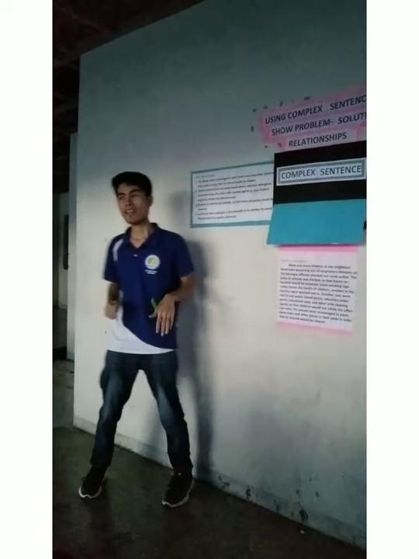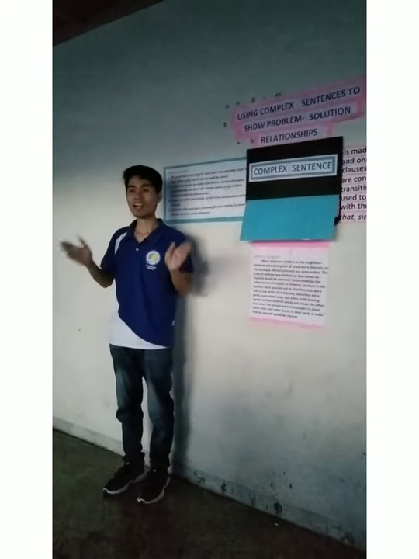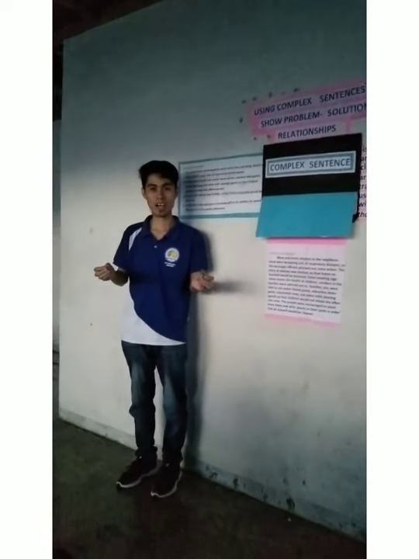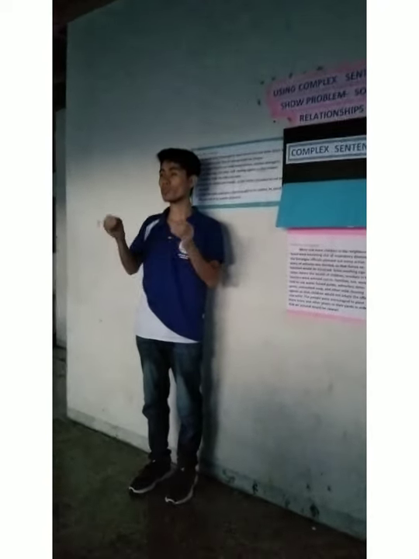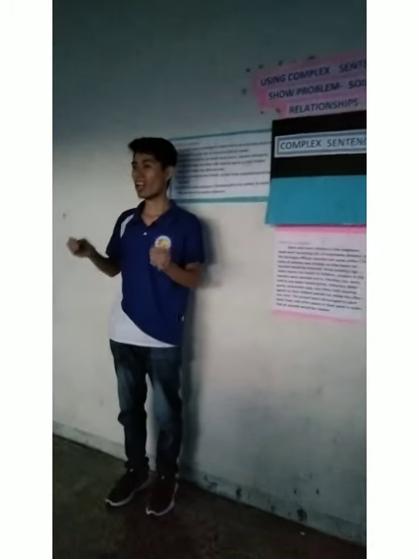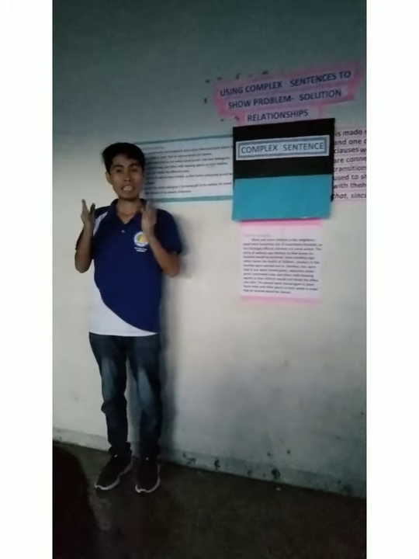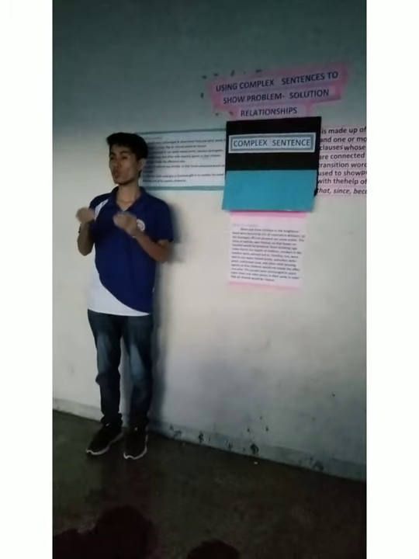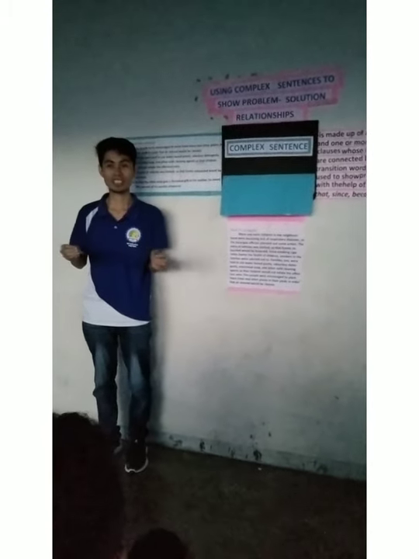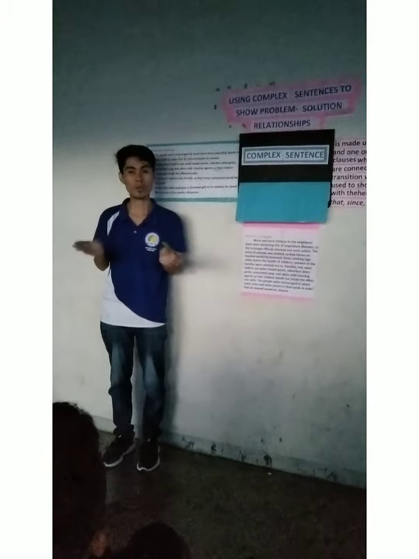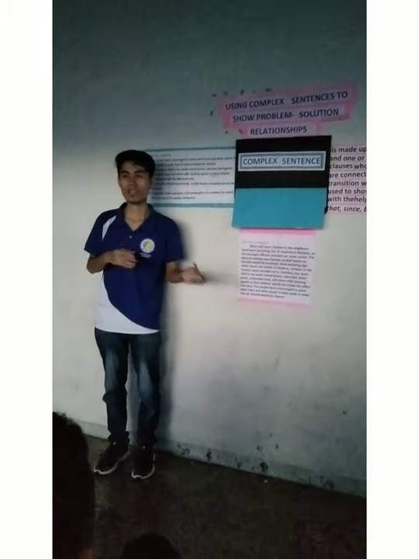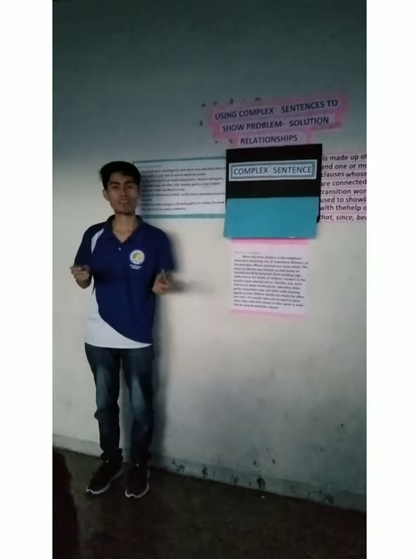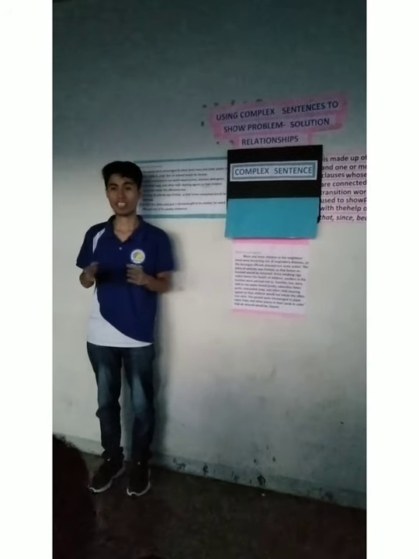Okay, very good. Now, to sum up, a complex sentence is made up of a main or independent clause and one or more subordinate or dependent clauses. Now, complex sentences can be used to show problem solution relationships with the help of transition words such as so that, in order to, before, because, as if, so or so that, etc.